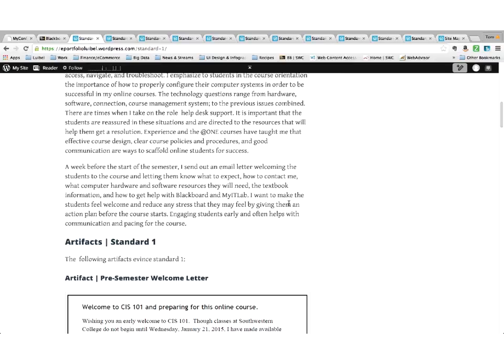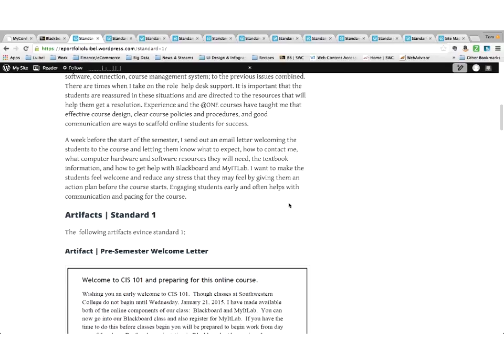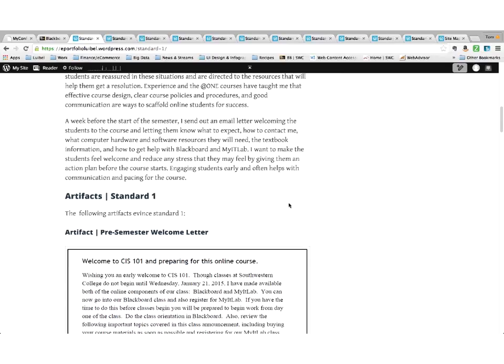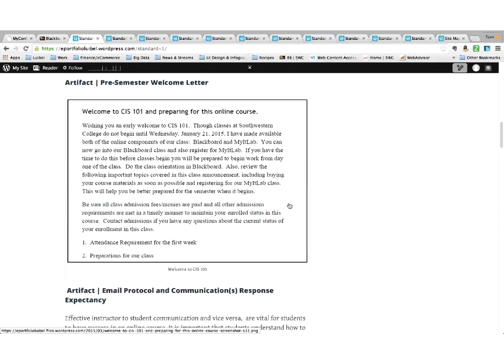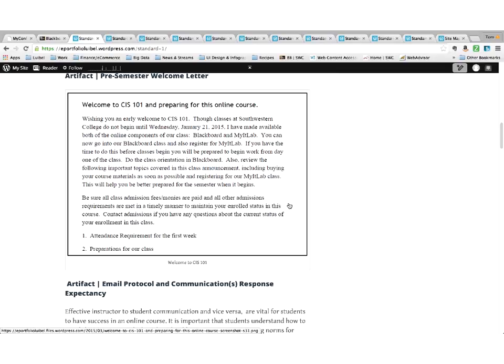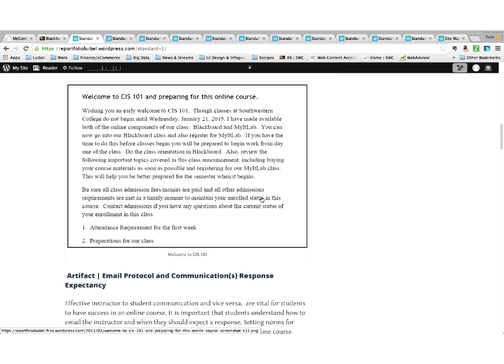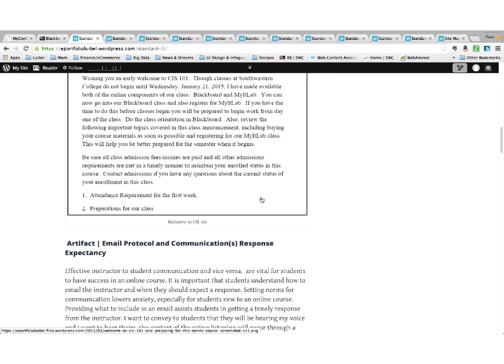Experience in the @ONE courses has taught me that effective course design, clear course policies and procedures, and good communication are ways to scaffold online students for success. So I send out a pre-semester welcome letter, and this is typically a week before the course starts. What I do here is I let them know what they're going to be needing and what's to be expected, and then I open up Blackboard for them. There are no assignments. They can do the orientation if they like. And then I let them know what books and required materials, and kind of welcome them to the course.